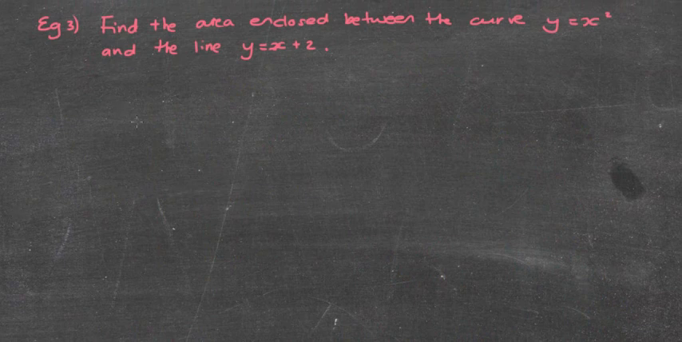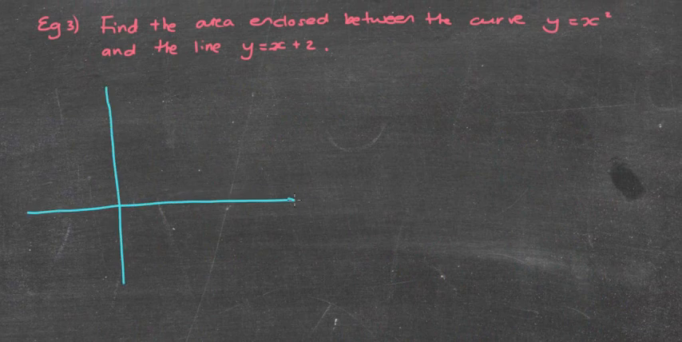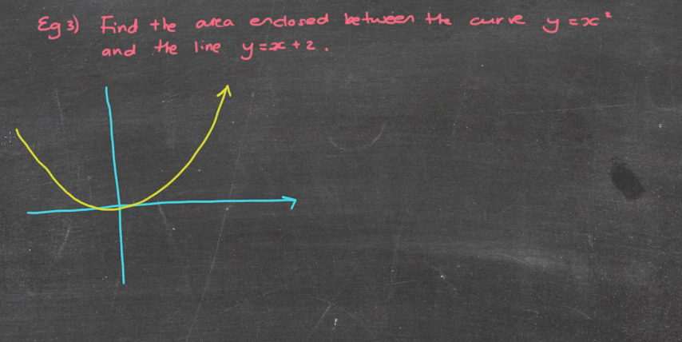The next one: find the area enclosed between the curve y equals x squared and the line y equals x plus 2. This is quite similar to the first example we looked at. I'm going to sketch the graph y equals x squared, and then I'm going to sketch the graph y equals x plus 2, which means that it's going to be through that point there. And I'm going to, how are we going to do this?